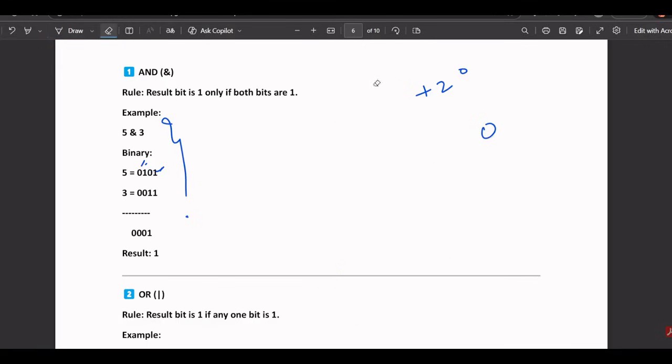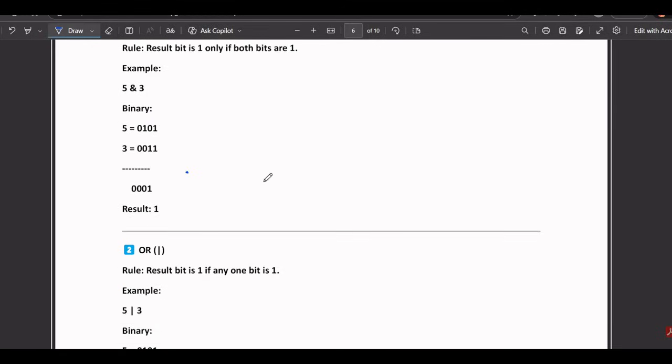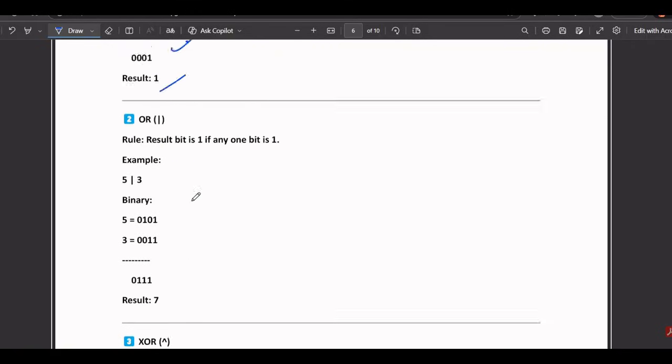If you want to perform the AND operation between 5 and 3, first we convert 5 into binary: 0101. Then 3 is 0011. If we perform AND, it will be 0001, because 1 and 1 is 1, 0 and 1 is 0, 1 and 0 is 0, and 0 and 0 is 0. So the result will be 1. Okay, OR operators.